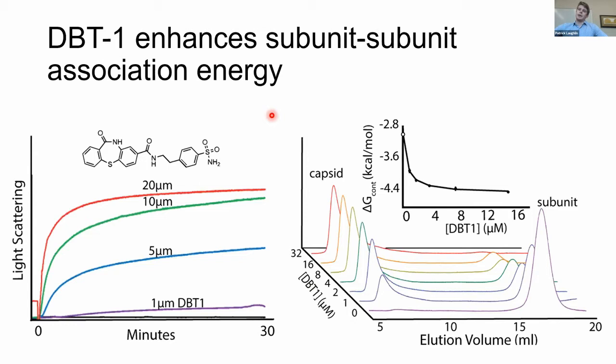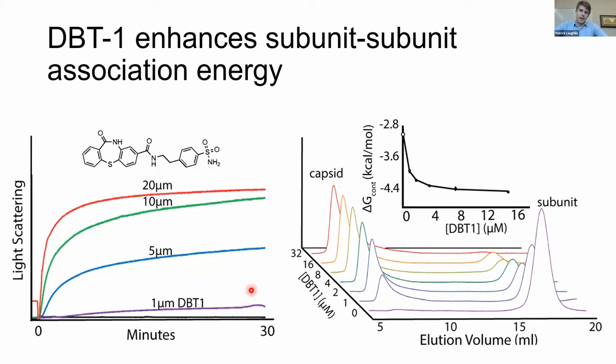Previous work in the Slotnick lab led to the design of a drug screen to find molecules that enhance subunit association energy. The reason we would want to enhance the subunit association energy instead of decreasing it is, one, we might be able to lock in assembly defects, and two, we might be able to promote the formation of empty capsids. That drug screen led us to this molecule right here, which we call DBT1.